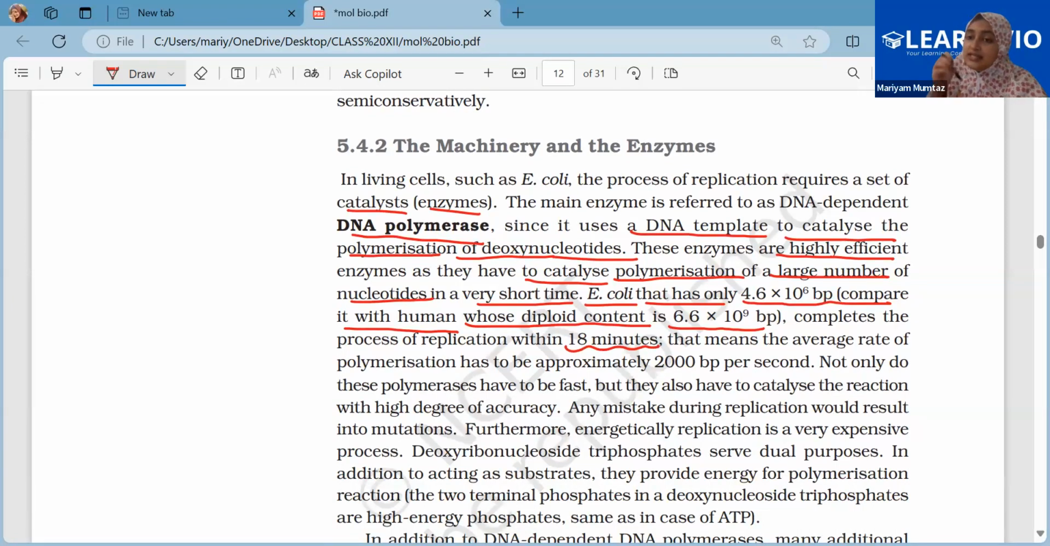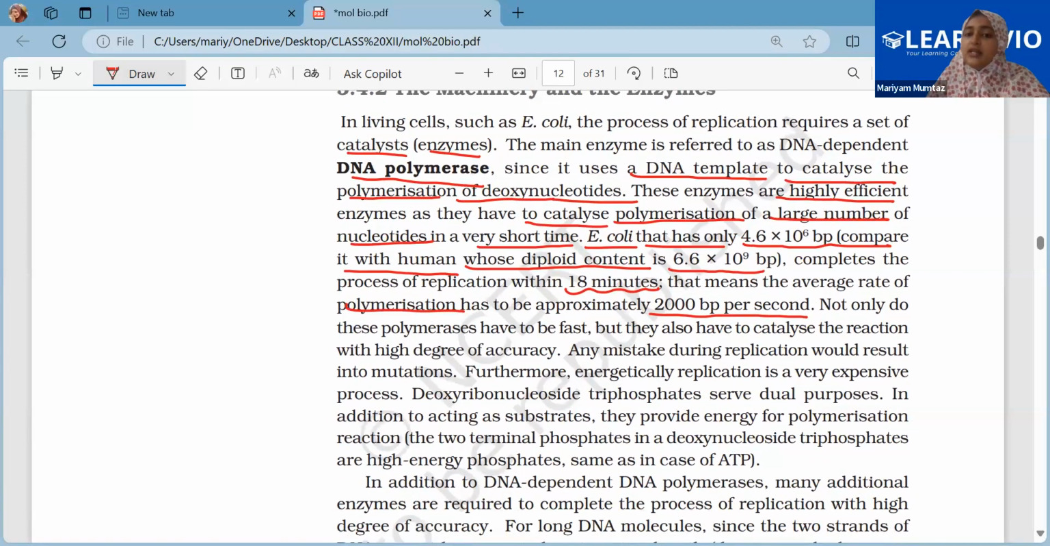Imagine having 6.6 x 10^9. Are you getting it? 6.6 with 9 zeros after it. That many base pairs are actually polymerized in just 18 minutes. This means that the average rate of polymerization has to be approximately 2000 base pairs per second. It is polymerizing 2000 base pairs in 1 second, and each second. Not only do these polymerases have to be fast, but they also have to catalyze the reaction with a high degree of accuracy. Any mistake during replication would result in mutation.